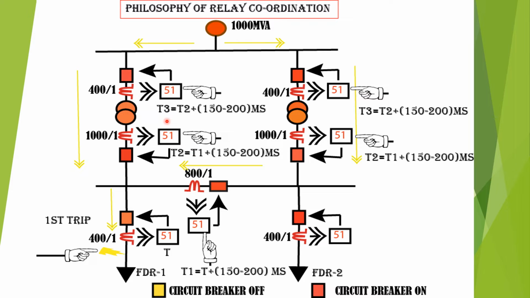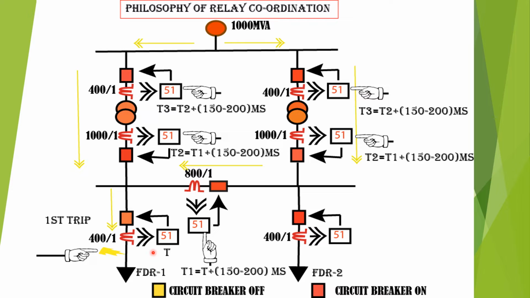Again in the HV side, another grading margin is given, which is again 150 to 200 millisecond. That is T3 is equal to T2 plus 150 to 200 millisecond, the time to be taken by the overcurrent relay to send a trip signal to the circuit breaker of the HV side of the transformer. So why is the grading margin given? For example, the fault occurs very close to the 33 kV bus at feeder 1.